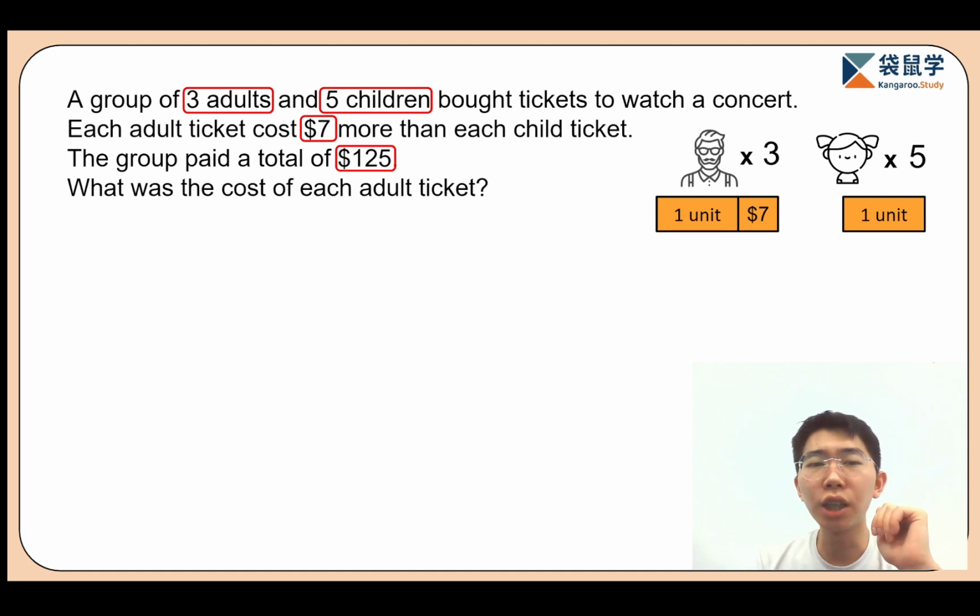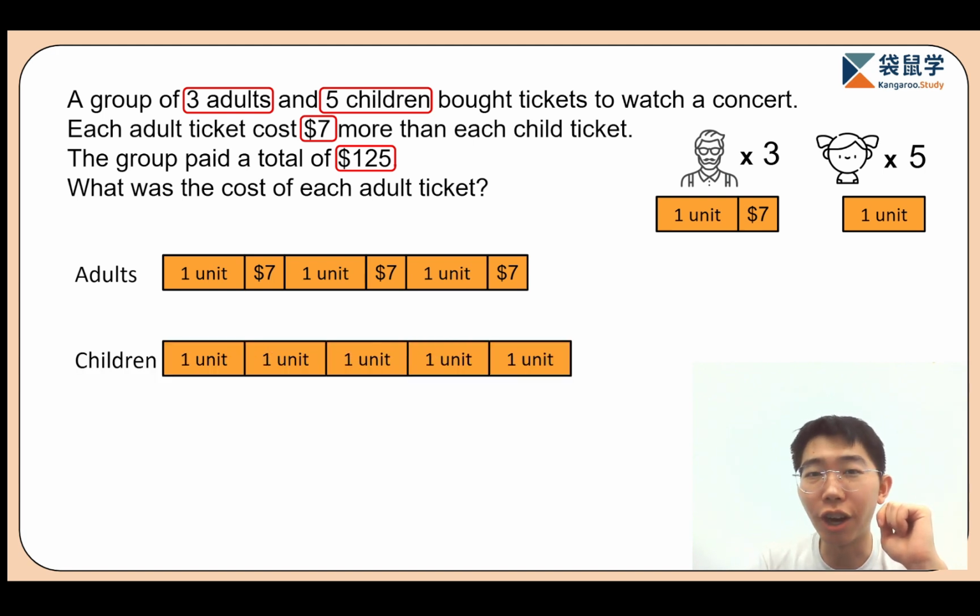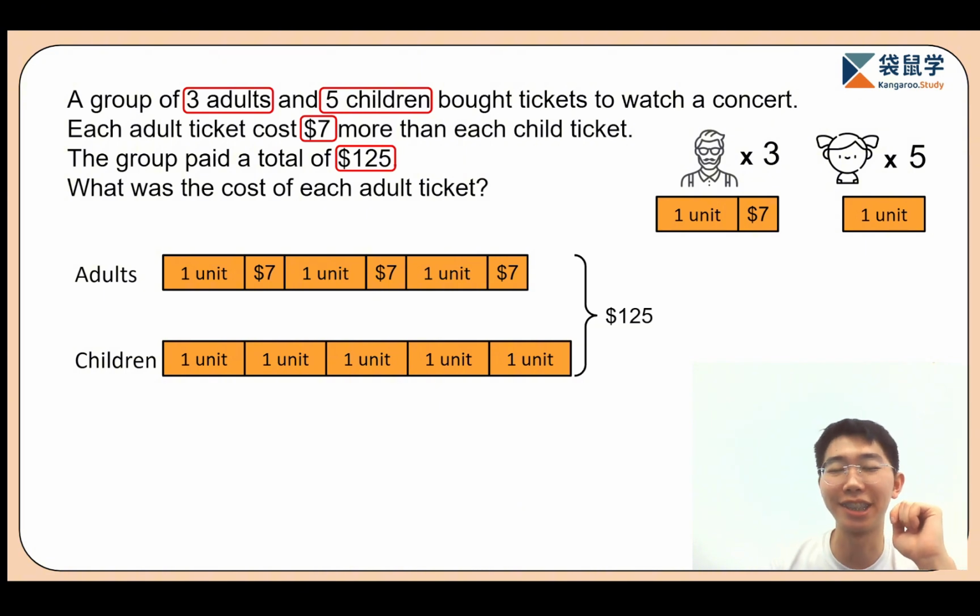Now the group paid a total of $125. How do we indicate this total cost in our model? We know that the cost for each adult ticket is the same, and the cost for each child ticket is also the same. So to indicate the adult cost, we can duplicate the adult ticket 3 times. And we can also duplicate the child ticket 5 times. And the total cost is $125.